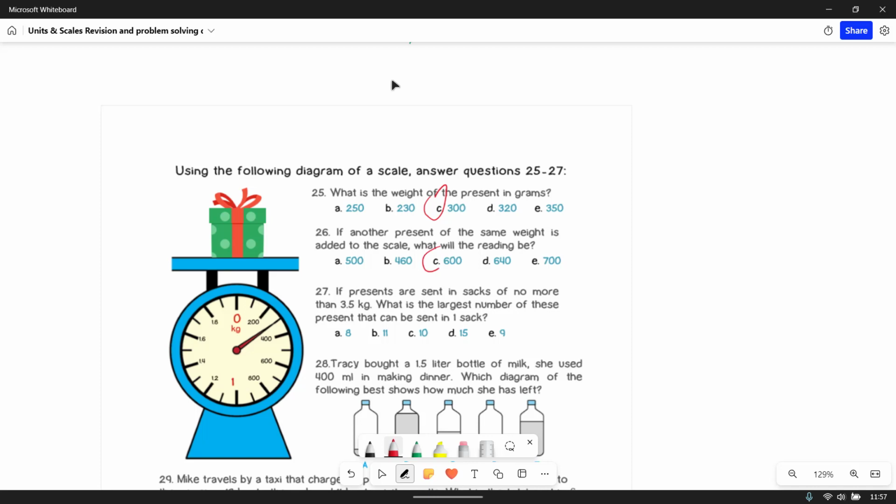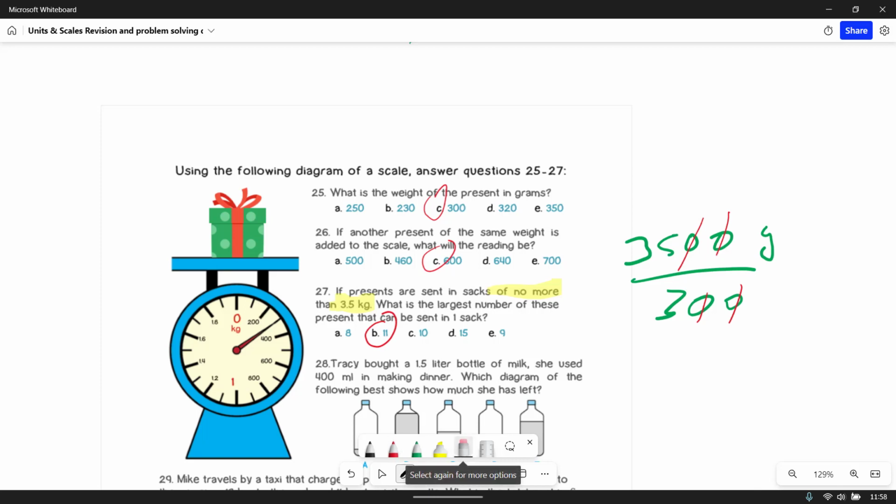26C. Easy one. If the presents are sent in sacks of no more than 3.5 kilograms, what is the largest number of these presents that can be sent in one sack? Okay, so if we read this, the total it can be is 3.5, so the total it can be is 3,500 grams. So how many can you fit into one sack? So if each present is 300, you divide that by 300. Cross off the matching zeros. So how many 3s go into 35? Well, 12 is 36, that's too big, so 11. So 27 is B, 11.